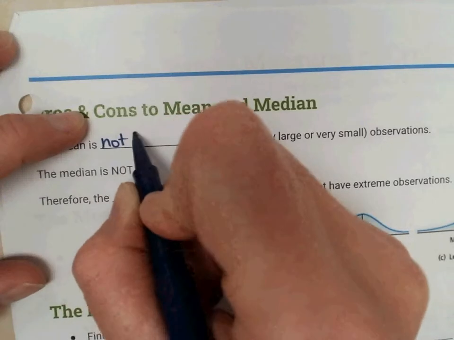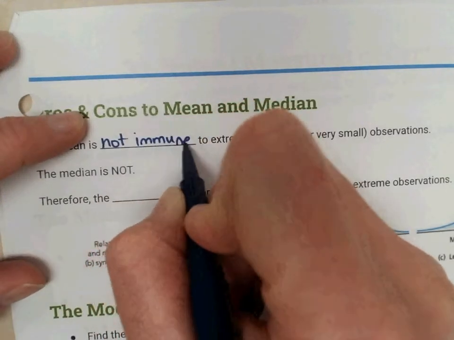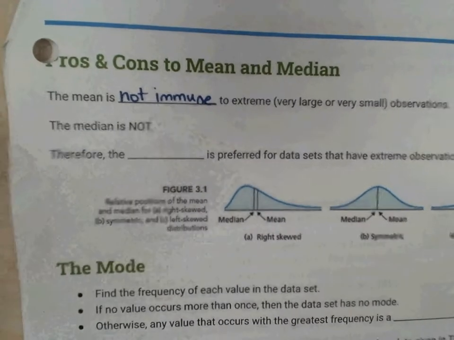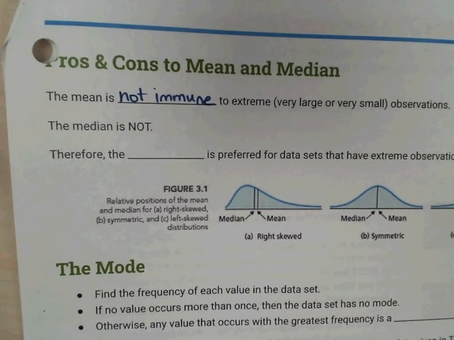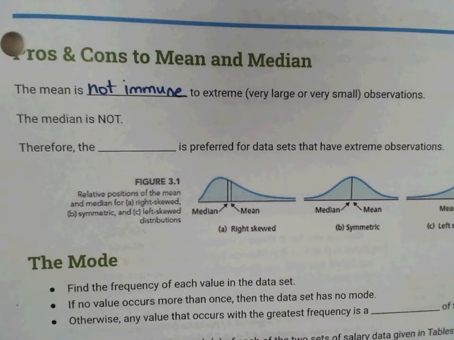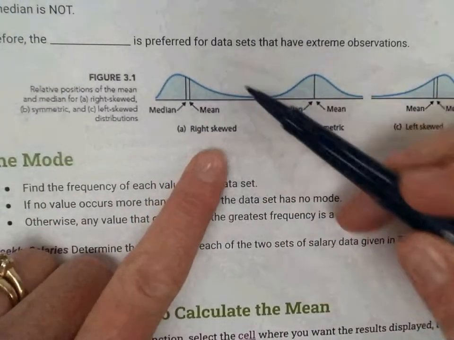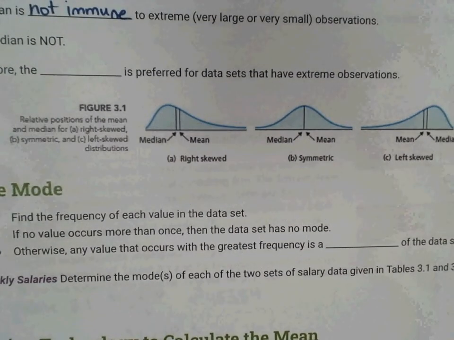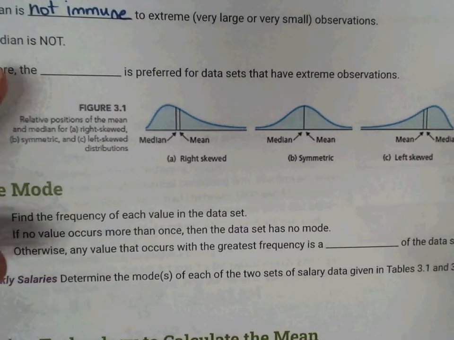The mean is not immune, okay? That's what goes in this blank. It's not immune, and neither are you. It's not immune to extreme, very large, or very small observations. So if we have those outliers, like we do when we have a right-skewed data set or a left-skewed data set, you got those outliers, it really impacts the mean. The mean doesn't represent the middle as well in those cases.